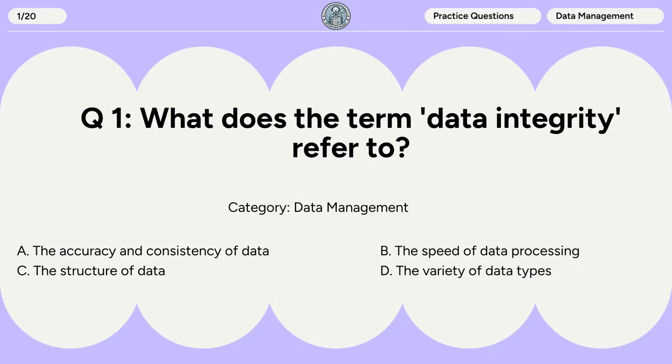Question 1. What does the term data integrity refer to? A. The accuracy and consistency of data. B. The speed of data processing. C. The structure of data. D. The variety of data types.